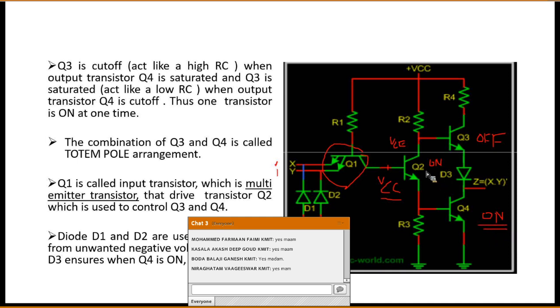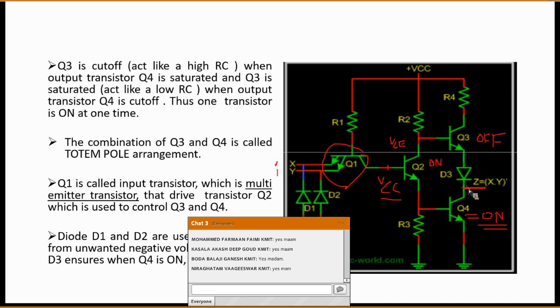Or else you can also say that if Q2 is on, then its emitter value is very, very less, because its collector value is very less. It is approximately equal to VCE sat. So the base emitter of Q4 is also equal to 0.3. That also you can say. Understood? So if both are 1 and 1, the output is taken across the collector of Q4.